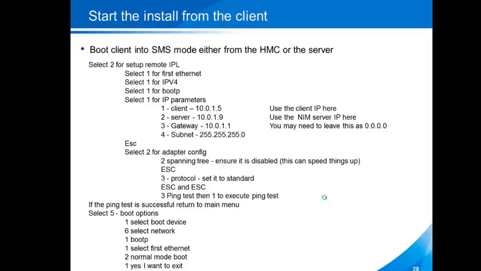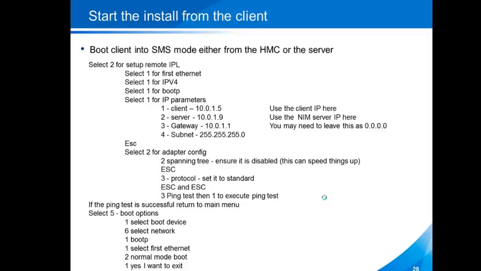The first thing you do is you go select option 2 for set up remote IPL. Now I've got here selecting 1 for the first Ethernet. You're going to select the correct Ethernet for you. If you've got multiple defined, then obviously you will select the one that is your primary management interface. And that would be the one that would get you to the NIM server. You're going to select IP version 4 and BOOTP.